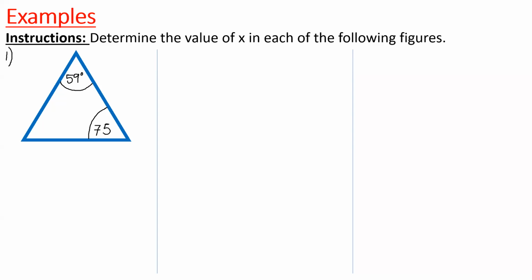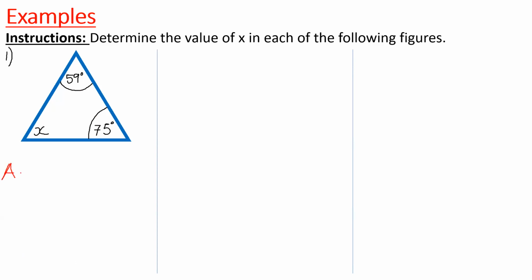And the question is very simple. We want to figure out the value of x. So we're going to calculate the value of x. We know that this is 59, and we know that this is 75, and we know that this is x. How are we going to determine the value of x? You would add 59 and 75, and then subtract that from 180. Very good. Why are we subtracting from 180? Because angles inside a triangle add up to what? 180.